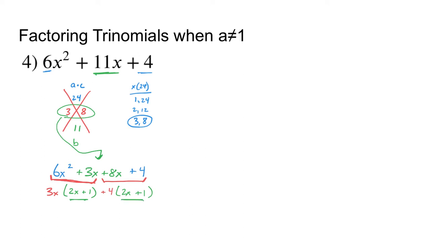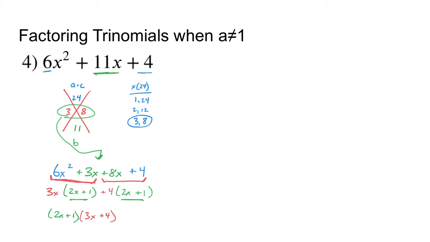So this is kind of like me having two terms. This whole thing is one term, and this whole thing is a second term. And if I look at what they have in common, they have a 2x plus 1 in common. So I can factor out the 2x plus 1. And I would have 2x plus 1 times the leftover stuff, which is the stuff that's written there in red. So the 3x plus 4.